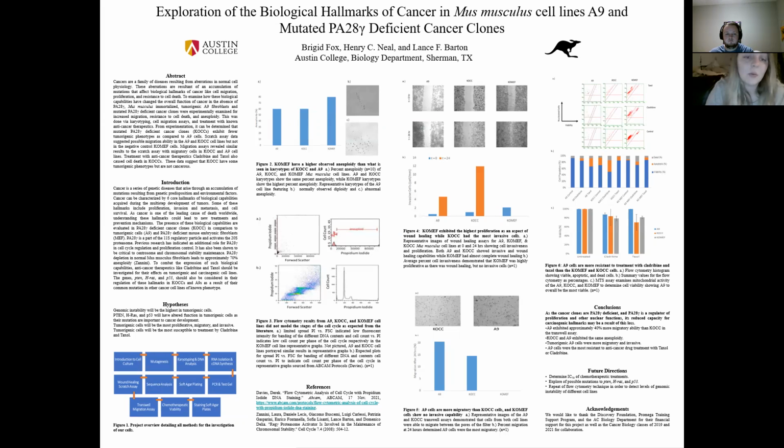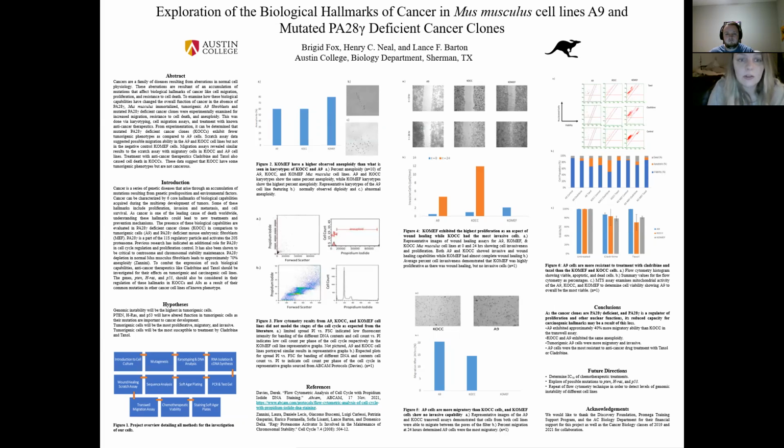In this experiment, we hypothesized aneuploidy and genomic instability will be the highest in KOCC cells, that KOCC cells will be the most migratory and invasive, while tumorigenic A9s will be the most proliferative, and KOMEF cells will be the most resistant to treatment by Cladribine and Taxol. In figure 1, you can see our project overview for the semester.